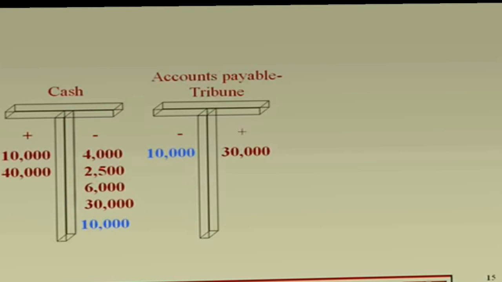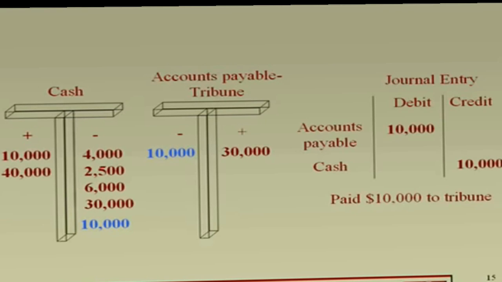Cash minus 10,000. So 10,000 on the right. Accounts payable minus 10,000. So 10,000 on the left. So the transaction recording, debit accounts payable 10,000, credit cash 10,000, and the journal entry will be like this. There you go.